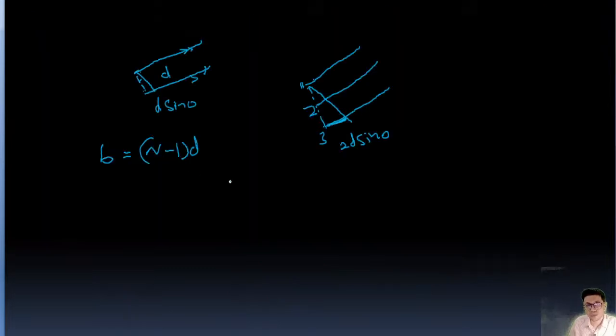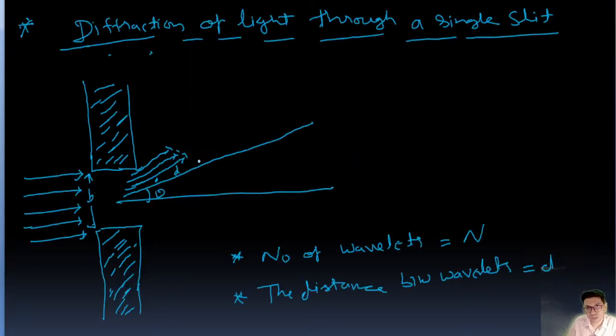Now we'll find the path difference between the first wavelet and the second wavelet, and that is going to be d sine theta. And the phase difference between this wavelet and this wavelet, these wavelets are here. So these are the wavelets, guys. This is the slit width. This is the slit. These are the light rays, these wavelets.